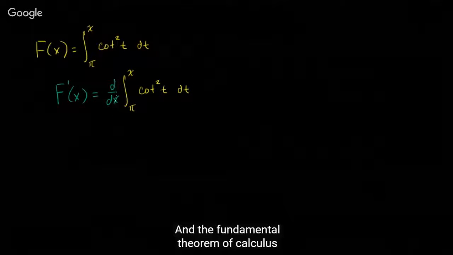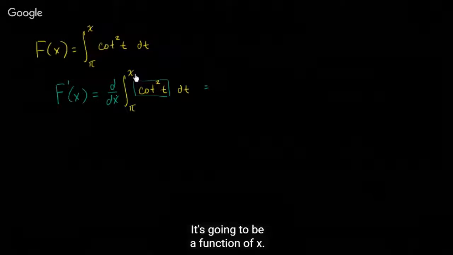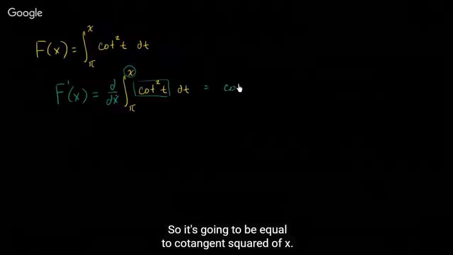And the fundamental theorem of calculus tells us that this is going to be equal to just this function, but it's not going to be a function of t anymore. It's going to be a function of x. So it's going to be equal to cotangent squared of x.